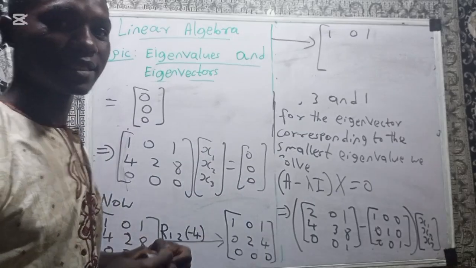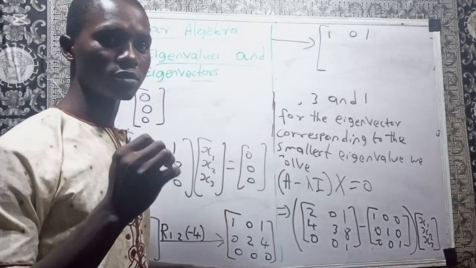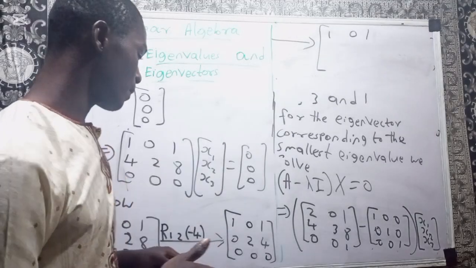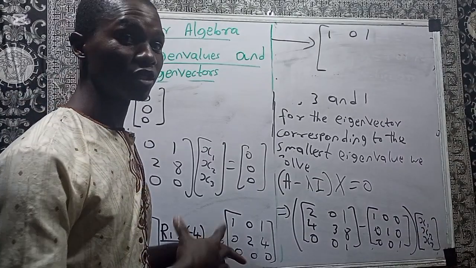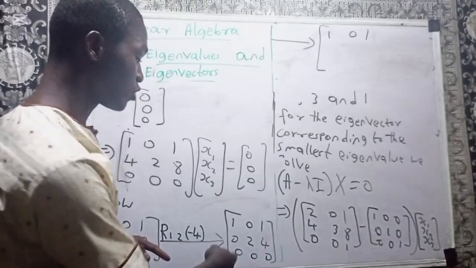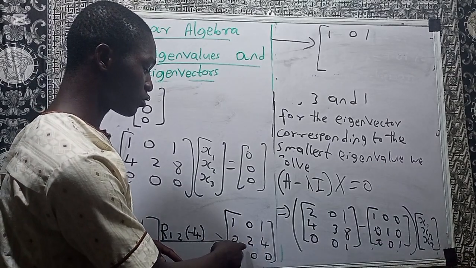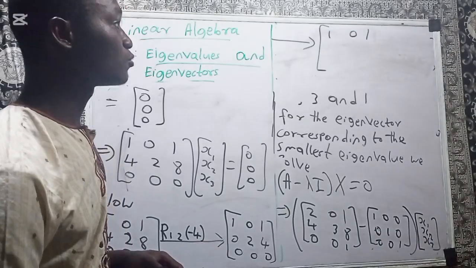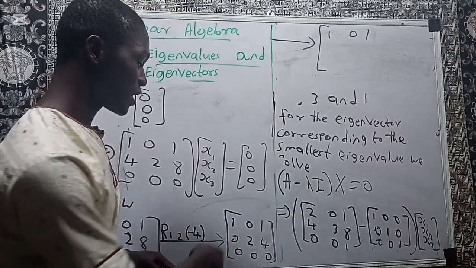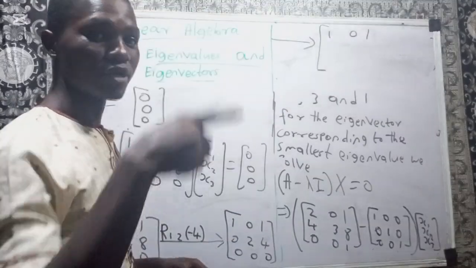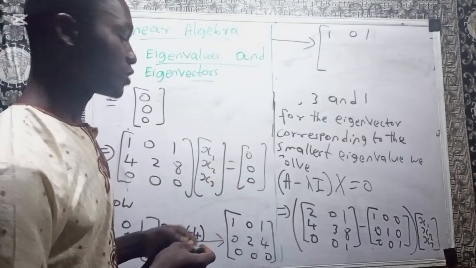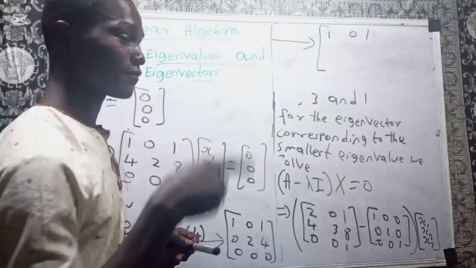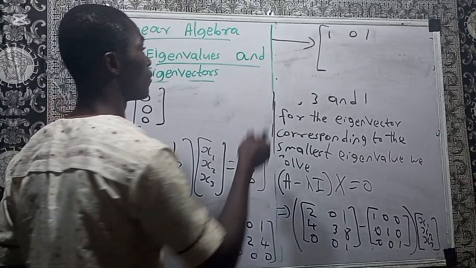Because I told you that I want to make the first non-zero number in each row to be 1, if that row is not 0 throughout. So if you come to row 2, the first non-zero number there is 2 now. So I want to make it to be 1. How do I make it to be 1? I'll multiply that row 2 by what? Reciprocal of 2. So that if you multiply 2 by 1 over 2, that's half. If you multiply 2 by half, you get 1.